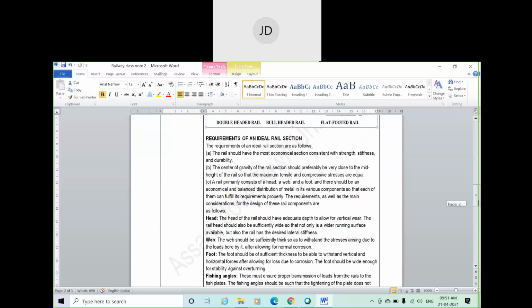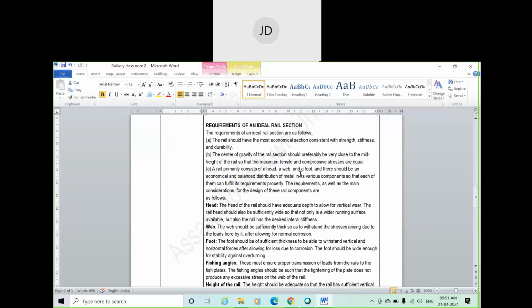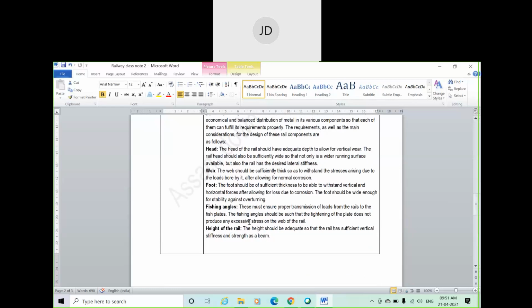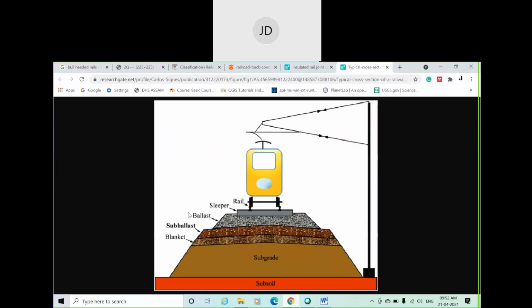So yeah, it is a basic idea about head, web, and foot. The basic requirement of an ideal head, ideal web, ideal foot. Overall, you can say the ideal rail section. Okay. Now the fishing angle. This must ensure proper transmission of load from the rail to the fish plate. The fishing angle should be such that the tightening of the plate does not produce any excessive stress on the web of the rail. That means why the fishing angle is provided, as we have already given here in this diagram.